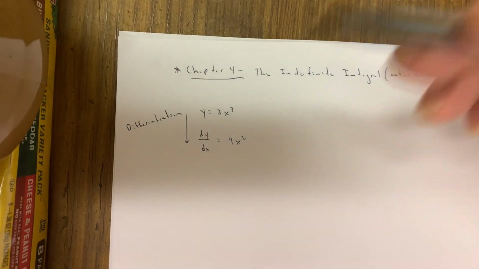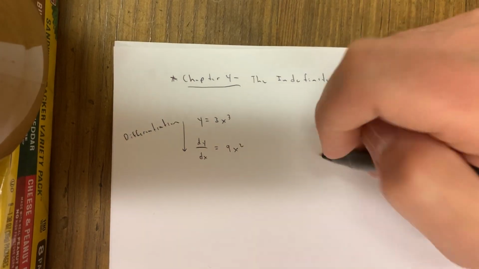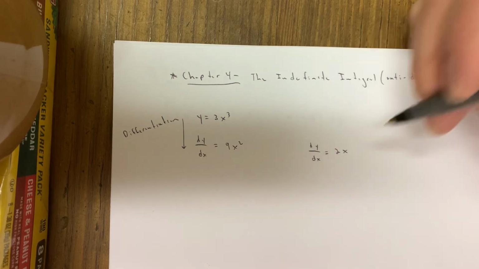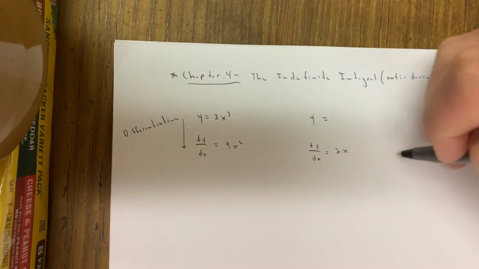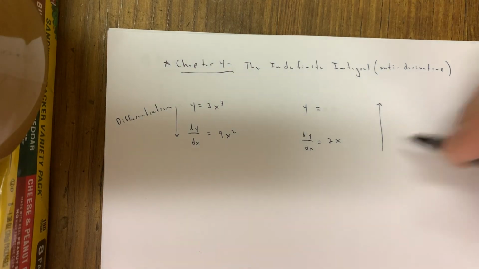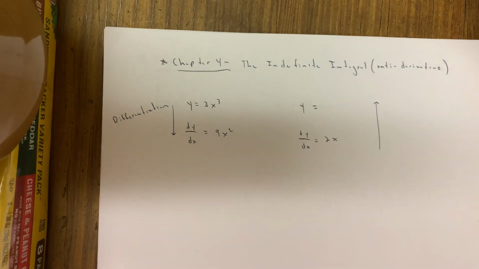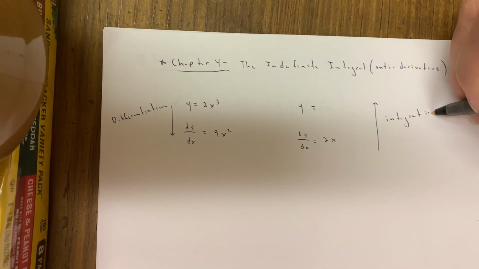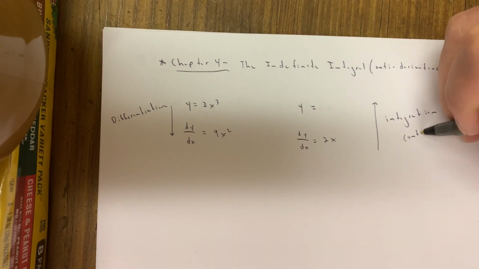But now we're going to go backward, okay? We're going to start down here, and we're going to know what the derivative is. They're going to tell you dy over dx is equal to 2x, and we're going to have to head back upward and figure out what y is equal to, okay? And that means that's the process of anti-differentiation. That's the process of integration. All right, so integration is anti-differentiation.